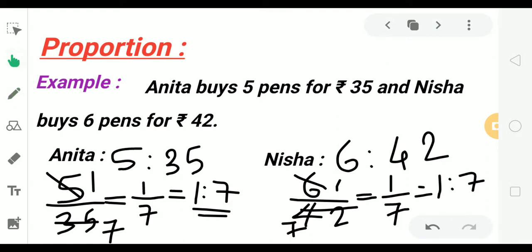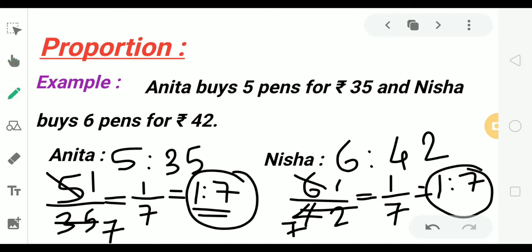Now look here: both the ratios 5 is to 35 and 6 is to 42 have the same simplest form, that is 1 is to 7. That is, these two ratios are equal. So if two ratios are equal, then we say the ratios are in proportion.